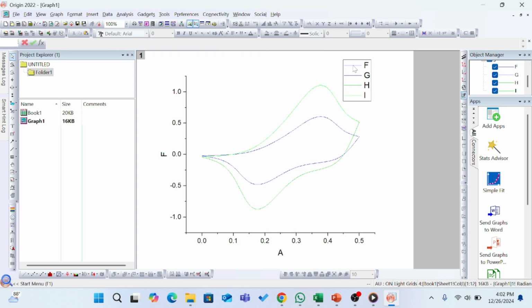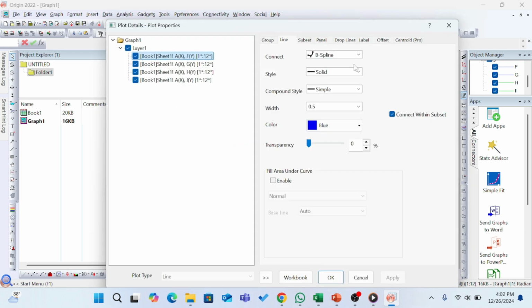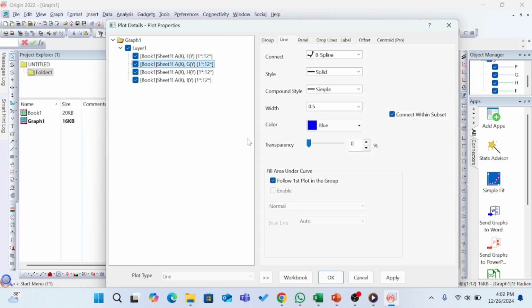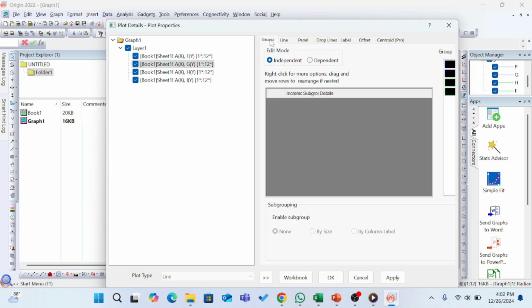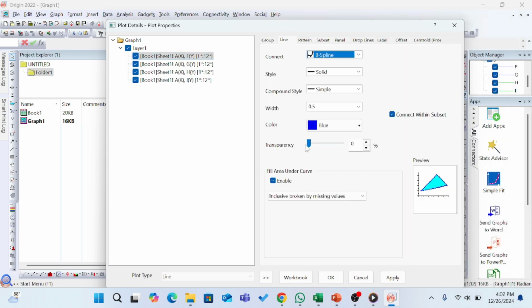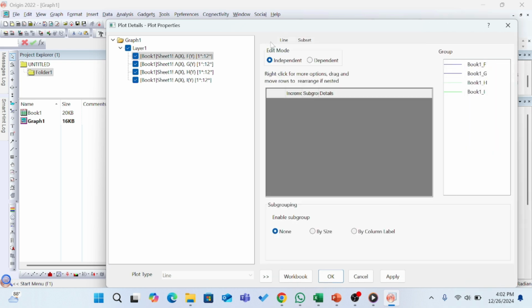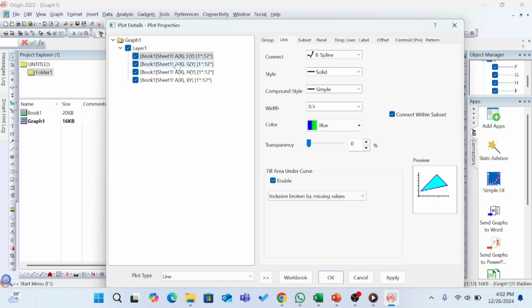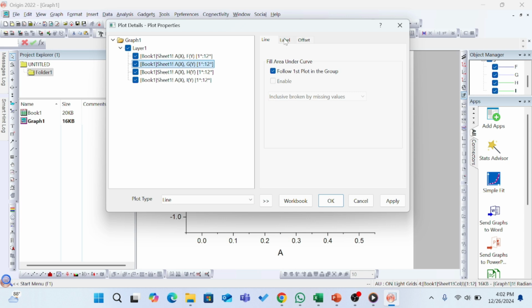Then if you want a solid line or area under the curve, you can do that. Click enable, click here, become normal. You can click inclusive, if I'm not mistaken. We can retry, don't worry. This one follows the first one. Sorry, cannot. You need to click dependent first. Don't enable. You click group dependent first. Here, go to the line, enable inclusive.